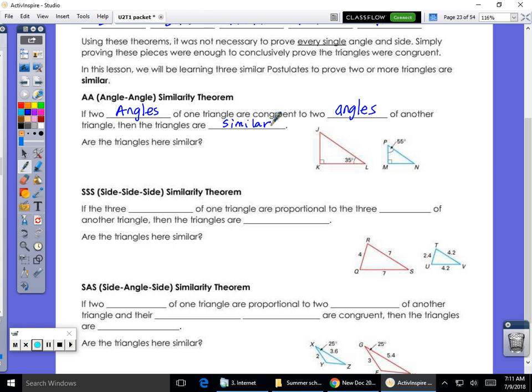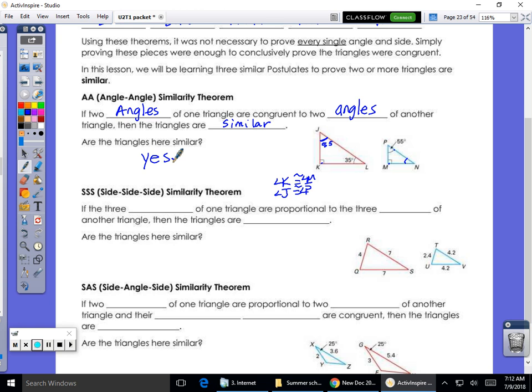All right, so here we have 55 and 35, that's 90, so this must be the complement. So that must be 55. 5, 6, 7, 8, 9, right? Adds up to 90 degrees. And this must be 35. Well, actually that's all we need. So 55, 55 are congruent and 90, 90 are congruent. So if K is congruent to M and J is congruent to P, we're talking about angles here, then they are similar. Are these triangles similar? Yes, they are.